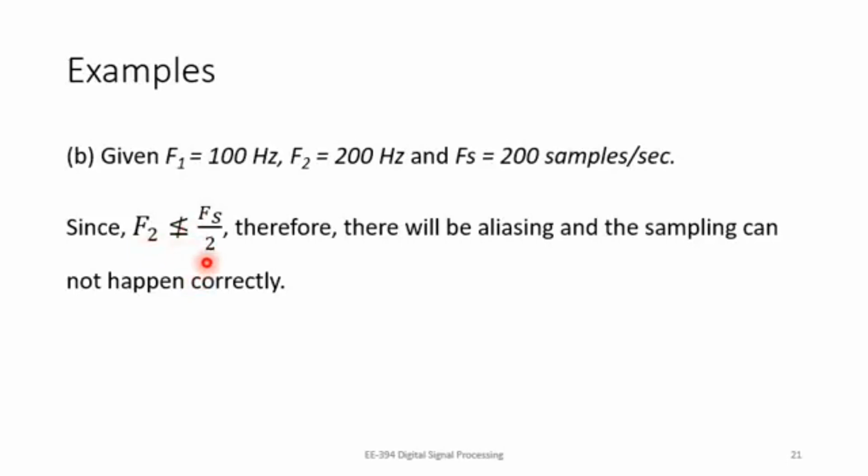In this case, this condition is not being met. If f2 is 200 Hz, then the minimum sampling frequency should have been 400 samples per second in order to sample both of these signals correctly. But because this criterion is not being met, fs is 200 and f2, which is fmax in this case, is 200 Hz, and the Nyquist criterion is not being followed. There will be aliasing and the sampling will not be happening correctly.